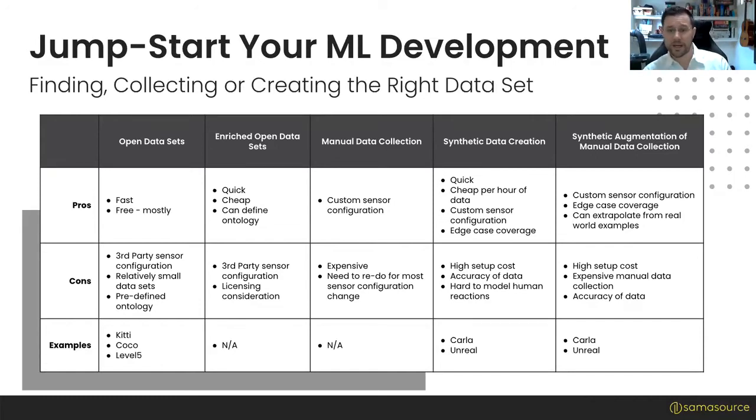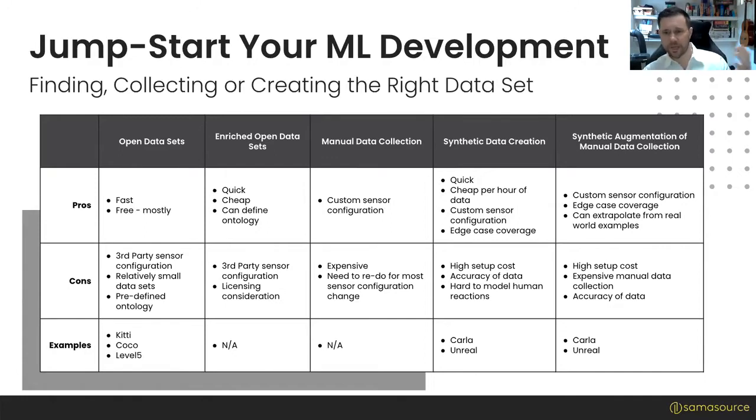Next, we move on to manual data collection. This is where you, either yourselves or with a partner company, get some sensors, put them on vehicles and get them out there driving, obviously with a human behind the wheel. This is quite expensive, as well as the fact that you're going to need to redo this for most of your sensor configuration changes. Some sensor configuration changes you may find don't require you to recollect all of your data, but for the most part, as you make pretty large sensor configuration changes, that will be the case.